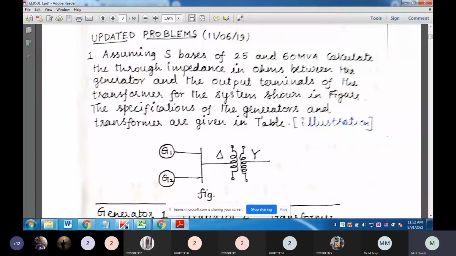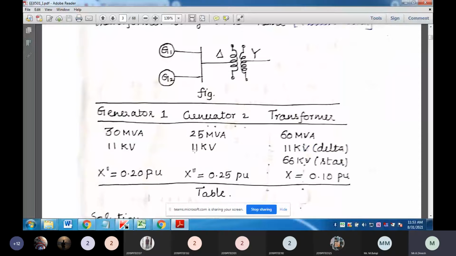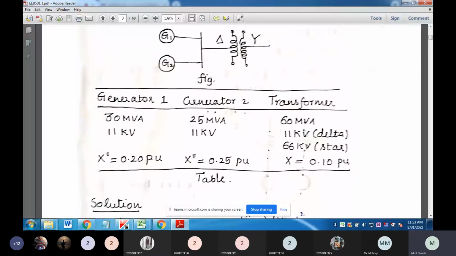So in previous per unit problems, we were just determining the reactances, that is X alone. But in this case, we are going to determine the overall impedance in ohms. We have two parallel connected generators, and for these two parallel connected generators, we have a delta to star transformer. Their ratings are given in the table. So we have generator 1, generator 2, and a transformer. Only three components we are having, so for the three components we are performing per unit analysis.